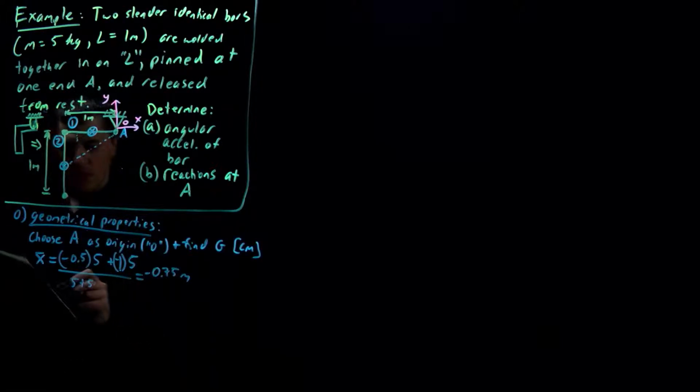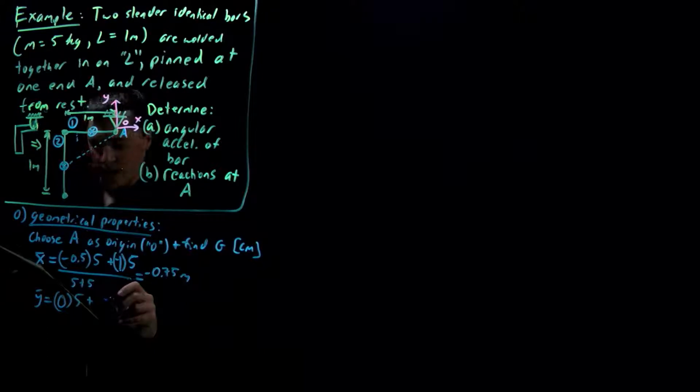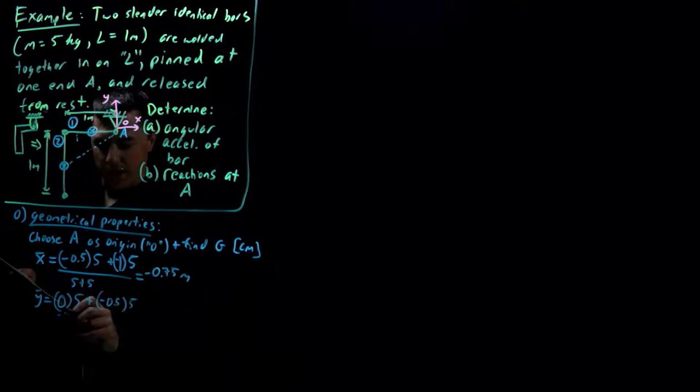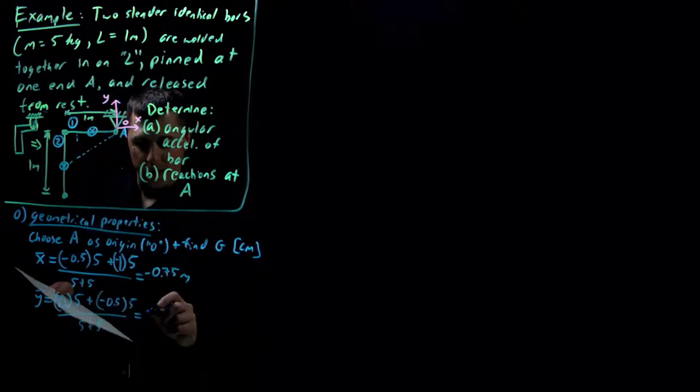All right, and then our Y bar, the Y location of our center of mass. Well, number 1's center of mass is at Y equals 0 in terms of the O coordinate system there. So this is 0 times 5, and then this one we had to go down a half. So minus 0.5 times 5, all over the total mass, 5 plus 5. And so we got a half of 5 divided by 5 plus 5. That's a minus a quarter.